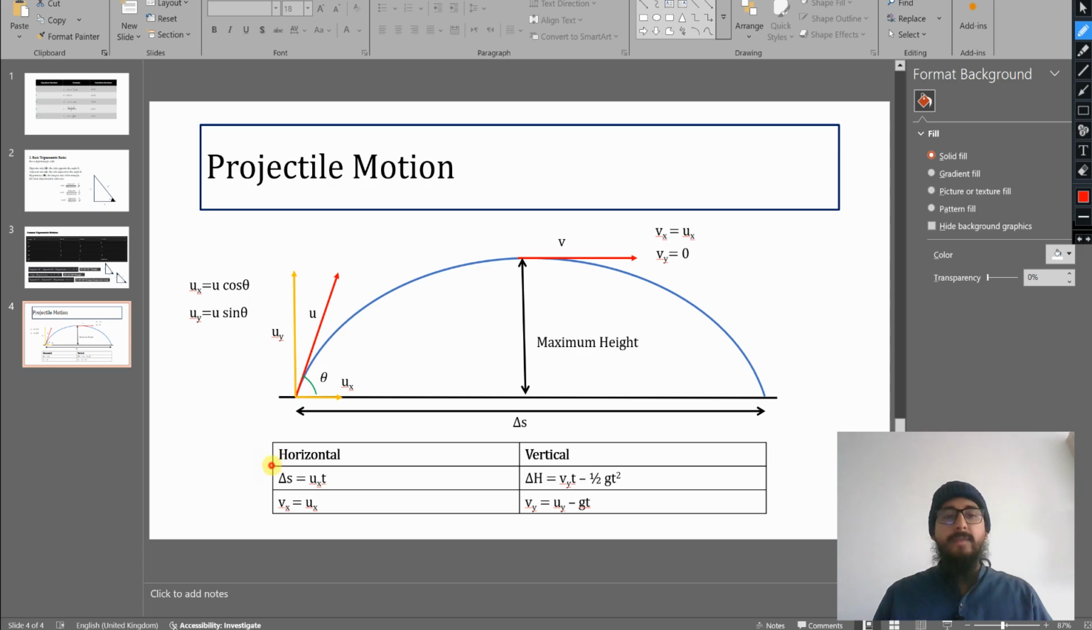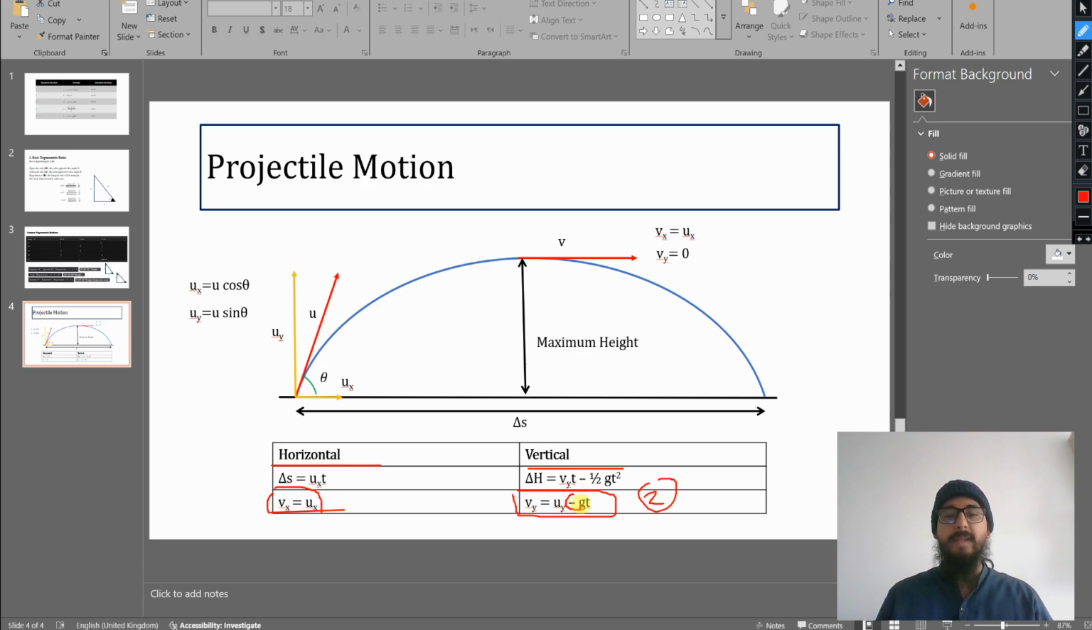Now we have some general equations for horizontal and vertical parts. So for horizontal, the final velocity is always going to be equal to the initial horizontal velocity, and the vertical final velocity will use the second SUVAT equation. So we need the vertical component of the initial velocity minus gt.